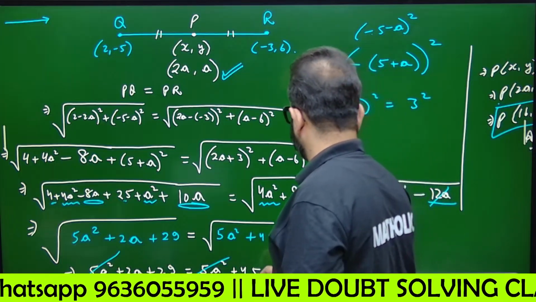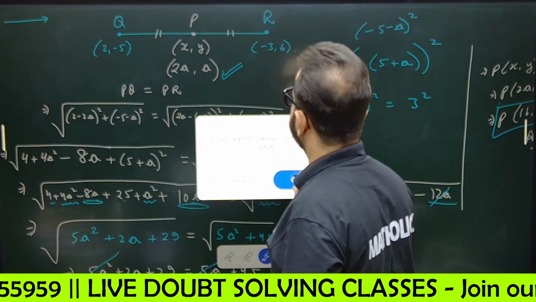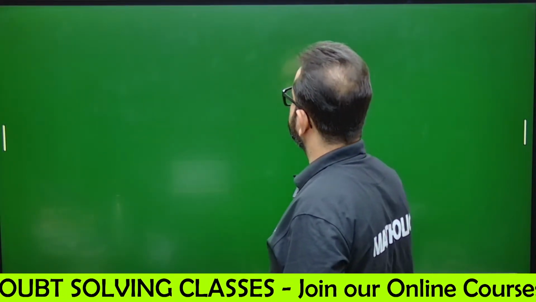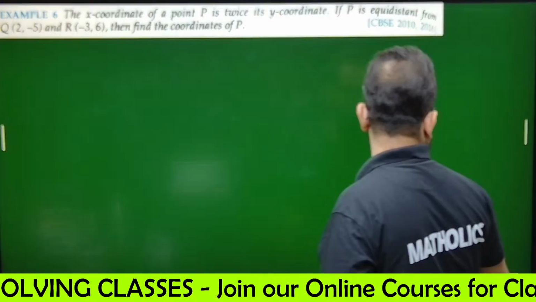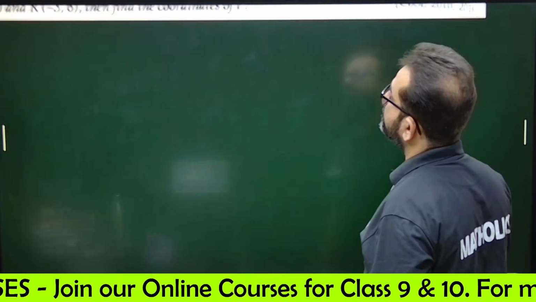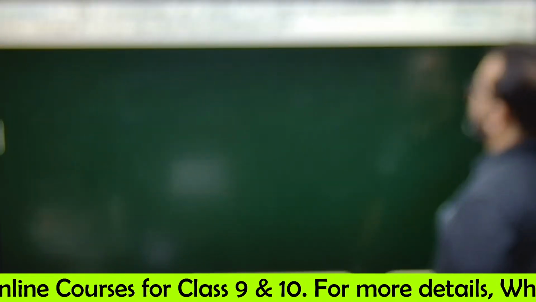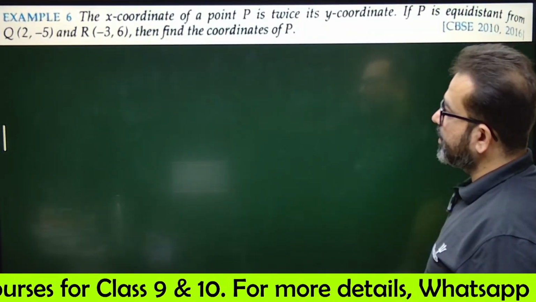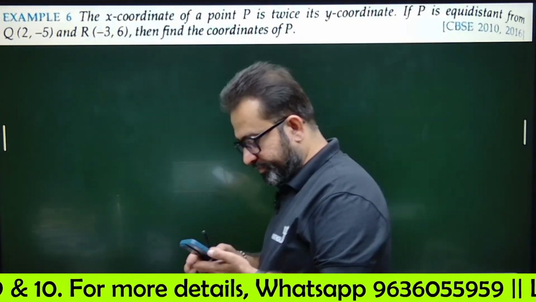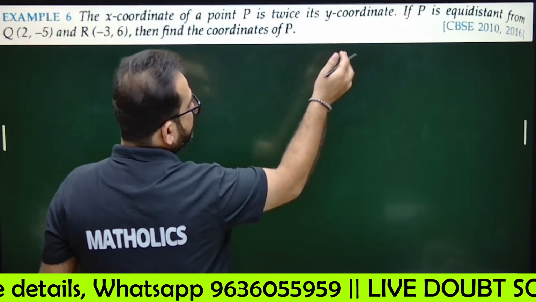Okay, let's solve. This is the question. The x coordinate of a point P is twice its y coordinate. If P is equidistant from Q and R, then find the coordinates of P. Right. This question we'll be doing. See, question is the x coordinate of a point P is twice the y coordinate.